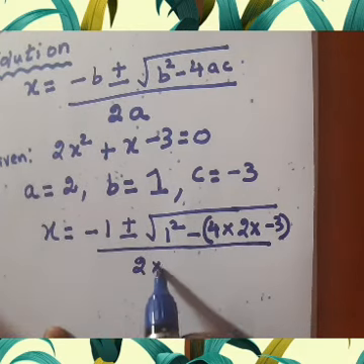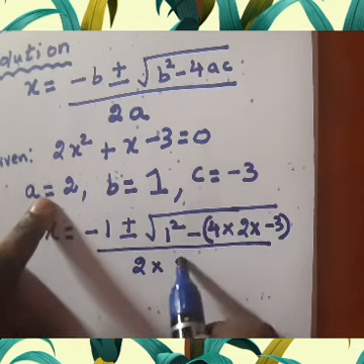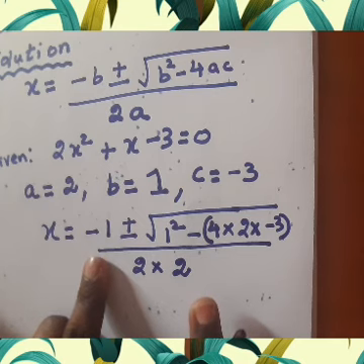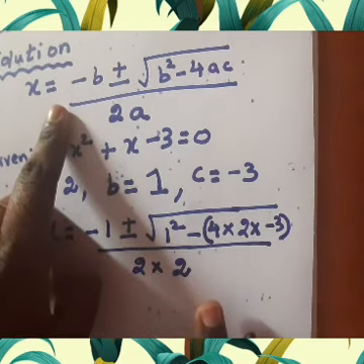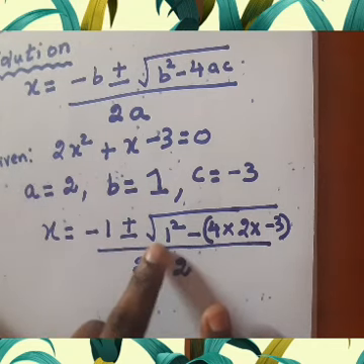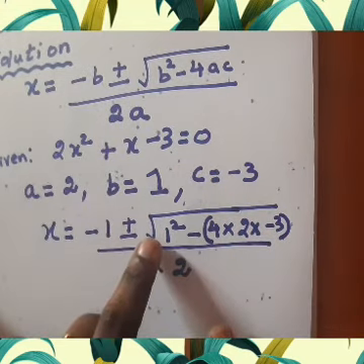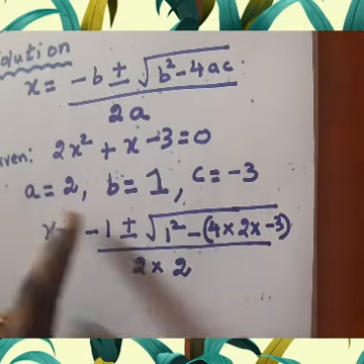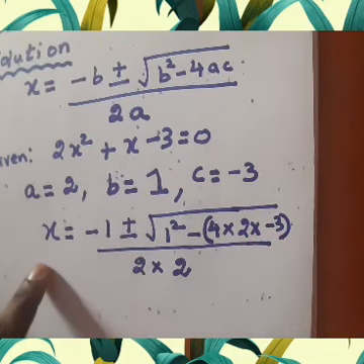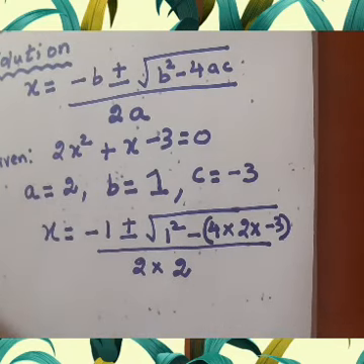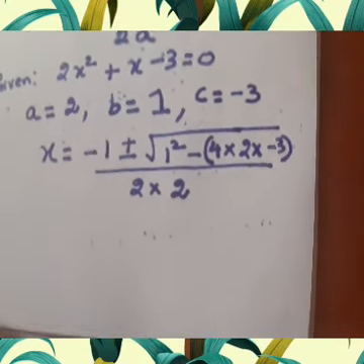So 2 times, what is a actually? You can have a look at how I have substituted. I have just substituted in the formula. Minus b, so minus 1, plus or minus square root of b square. What is b square? 1 square, because b is 1. Minus 4ac, so 4 times a is 2, c is negative 3. The whole term divided by 2a, so 2 into a, which is 2. Okay, so now we will simplify this further.